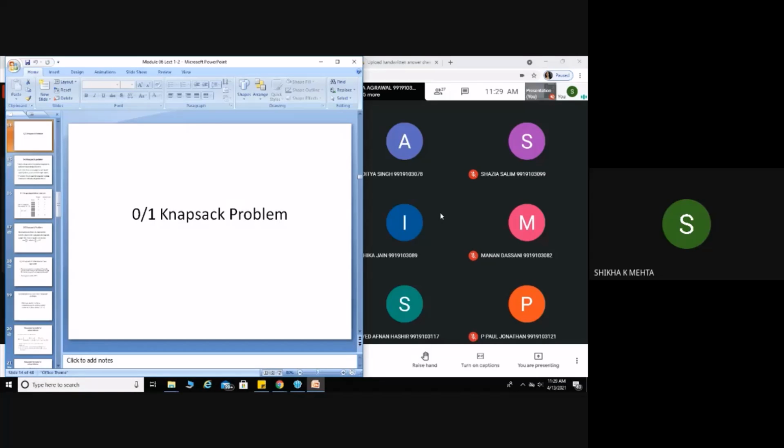Yes, it means that knapsack problem is of two types. One is 0 1, another is fractional. 0 1 का मतलब है कि कोई भी जो आइटम्स अवेलेबल हैं, we cannot take them as the fractional item. उसका कुछ पार्शियल आइटम को नहीं ले सकते हैं.